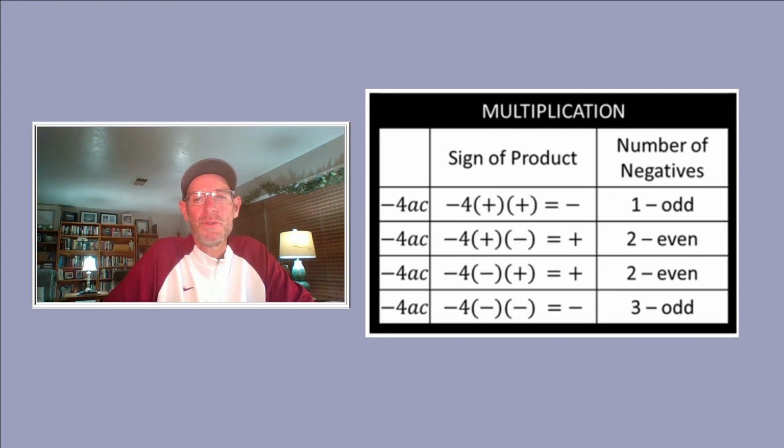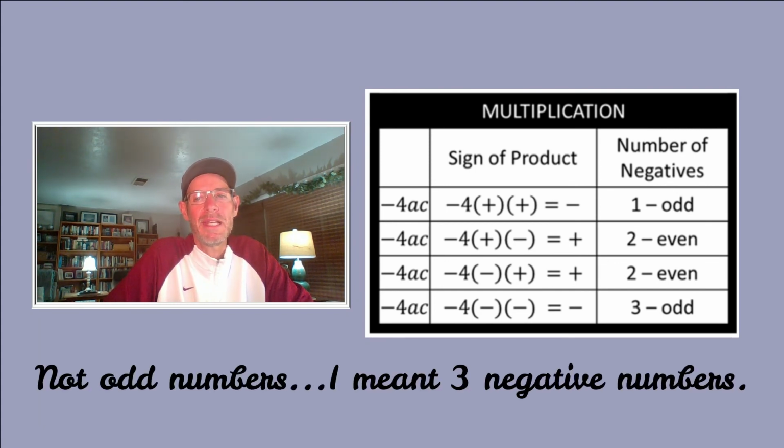In the third row of the table, you have negative 4, and then your a would be negative and your c would be positive. That's going to give you a positive product because you have an even number of negative signs. And on the bottom row of the chart, we have negative 4, an a that's negative, and a c that's negative. So your product will be negative because there are 3 negatives being multiplied together.